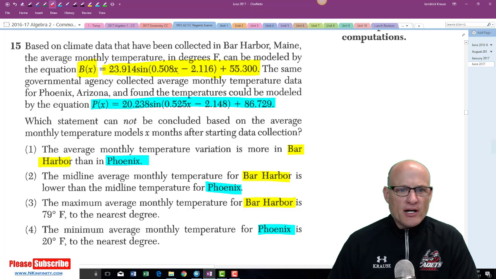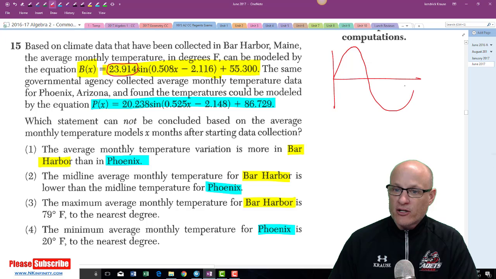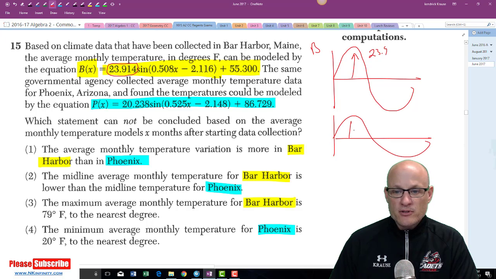So remember, these are our amplitudes. These are the swings up and down. Remember, amplitude on a sine curve is how much up it goes and how far down it goes. So the amplitude on Bar Harbor is up 23.9, down 23.9. On Phoenix, it's up 20.2 and down 20.2.